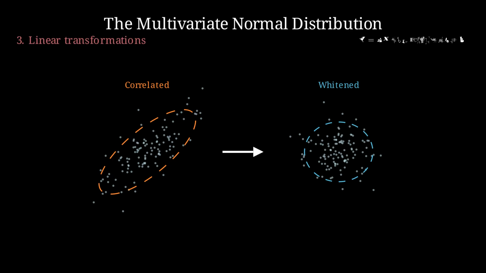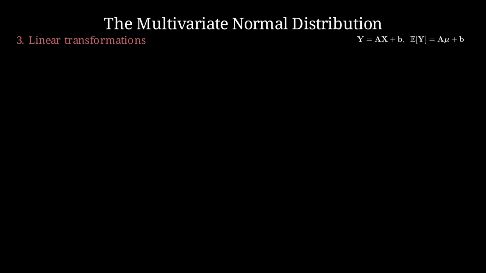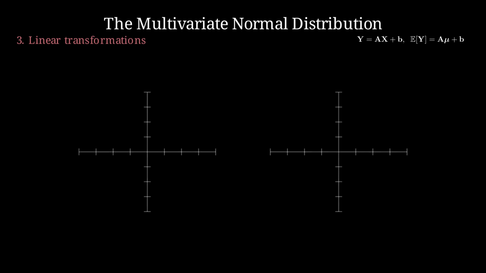Section 3, Linear Transformations. One of the most powerful closure properties of the normal family is this: if x is multivariate normal, then y equals Ax plus b is also multivariate normal. The new mean is A mu plus b. The new covariance is A sigma A transpose. No matter how you shear, rotate, or scale space, a Gaussian cloud remains Gaussian.